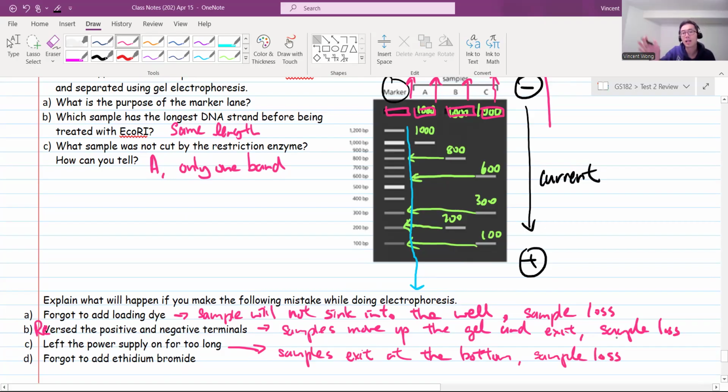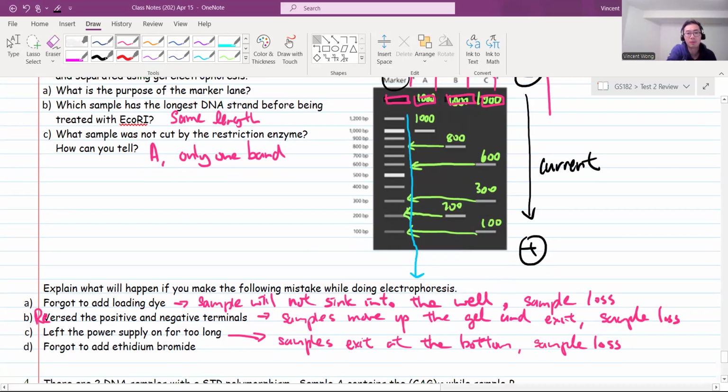Like the longer one is probably going to be okay. If you look at lane C, you probably will lose this one. Lane B, you will lose that one. But the other ones may be okay. Depends how long you left the power on, right?